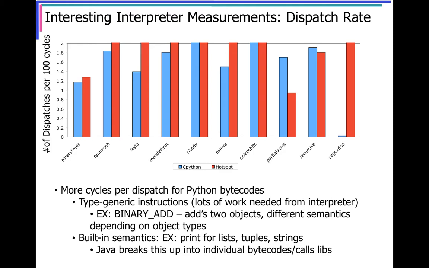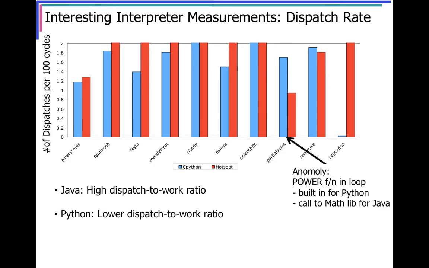And so the other thing that is different about Python is that each instruction, each operation does a lot of work. It can do a lot of things. Like, for example, there's built-ins for lists and tuples and strings and print. And so there's a lot of work that goes on to implement a print, whereas Java pushes that out to functions in libraries, and so the bytecode operations are much simpler. So you can get a lot more bytecode operations done in a shorter amount of time. Again, Java has a high dispatch to work ratio, and Python has a lower dispatch to work ratio.